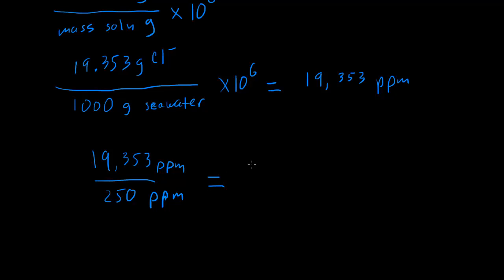So when you divide those out, you get a number that is, to three significant figures, 77.4. So 77 times bigger than the safe drinking limit. So don't drink a lot of seawater, okay? If you drink a little bit, not going to kill you, but you don't want to keep on doing that for regular drinking water, because you will dehydrate.